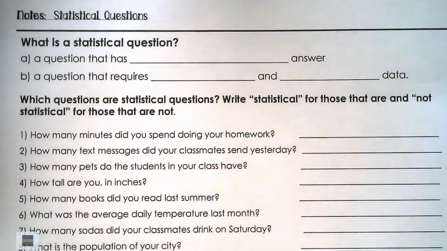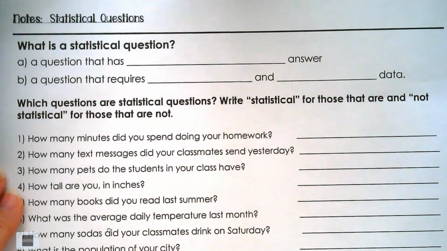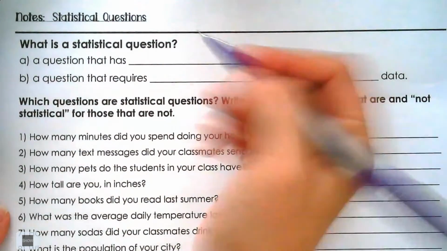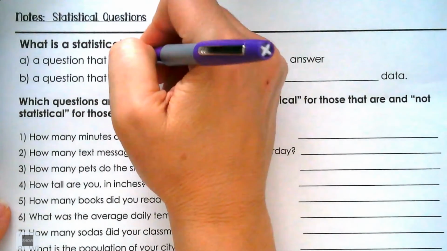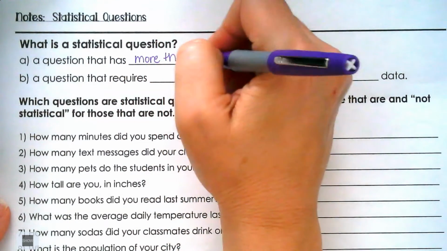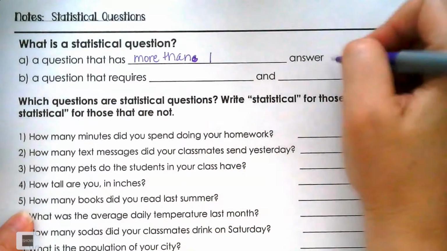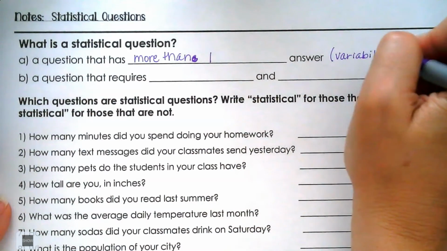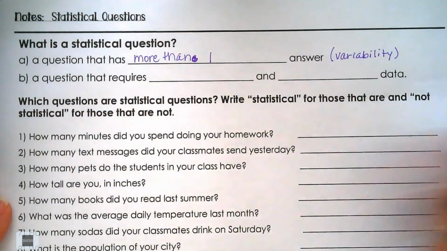Hi, today we're going to be talking about statistical questions. Statistical questions are used to help gather data so that it can be analyzed for a purpose. Specifically, a statistical question is a question that has more than one answer, which means it has variability. That's a fancy word for multiple answers.